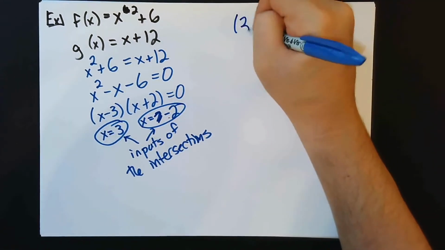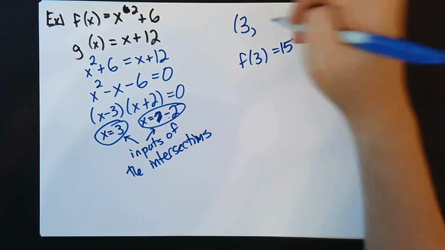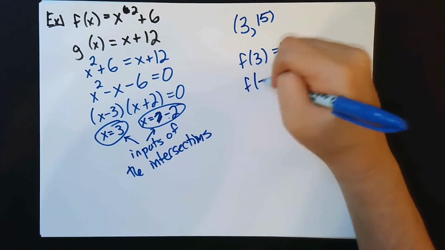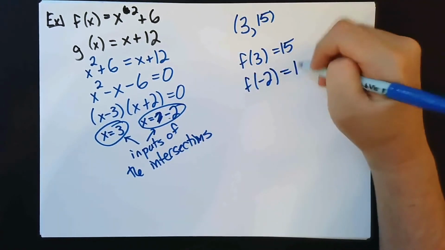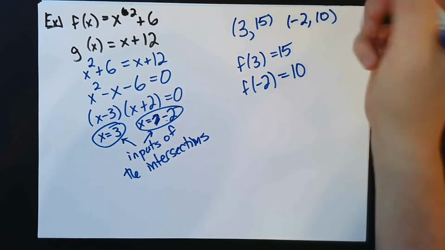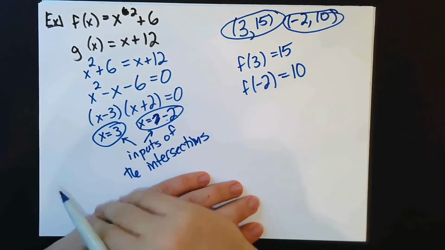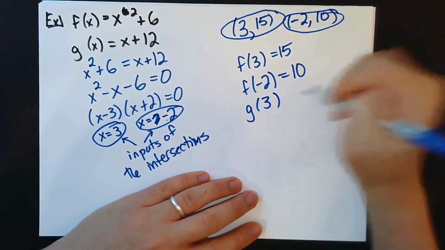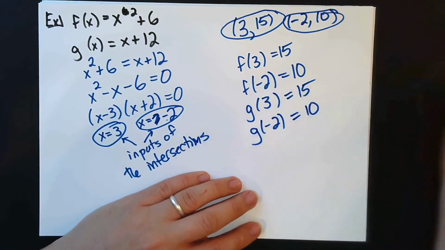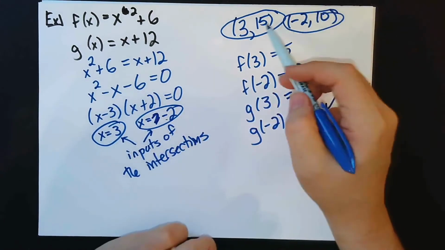So I will take 3, comma, and then f of 3, which is 15. So that is one of my intersection points. And f of minus 2, that is 10. So that will give me minus 2, comma, 10. In order to check your answer and be sure that you're right, you can see that g of 3 is also 15, and g of minus 2 is also 10. The fact that those line up tells us that we did all of our algebra right, and these are our two intersection points.